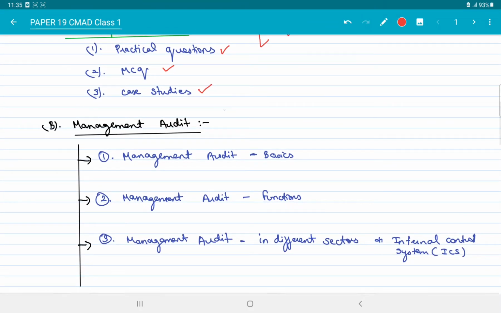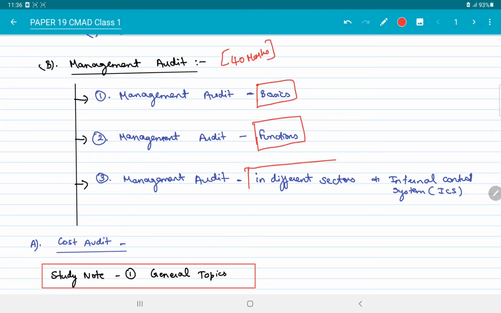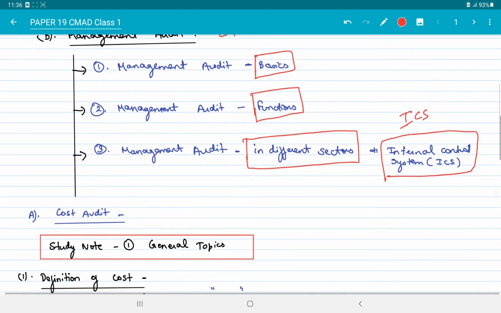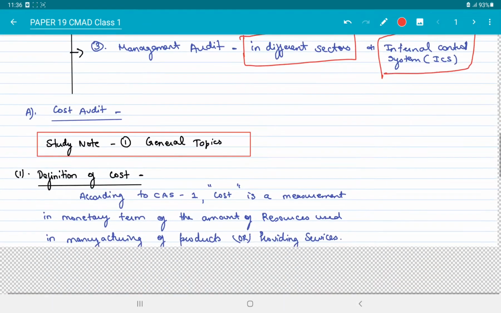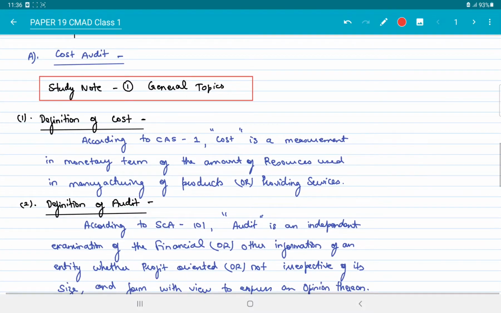Section B, which is management audit, has a weightage of 40 marks out of 100. We are going to see 3 important chapters: management audit basics, management audit functions, and management audit in different sectors. Along with this, we are also going to cover the internal control system, ICS.